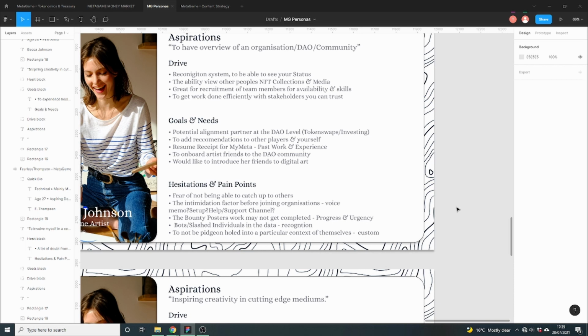There's also potential for an intimidation factor before joining organizations. So we're looking for ways within MyMeta to reduce the intimidation factor. How can we create a less intimidating circumstance? Do we need voice memos on profiles? Do we need a help or support channel in MetaGame to help people on their MyMeta journeys? That type of thing. Moving on very swiftly.